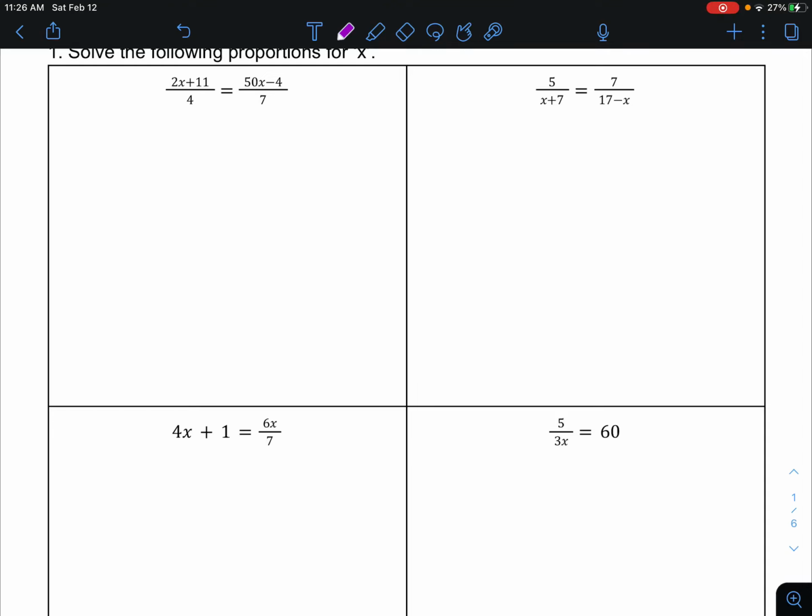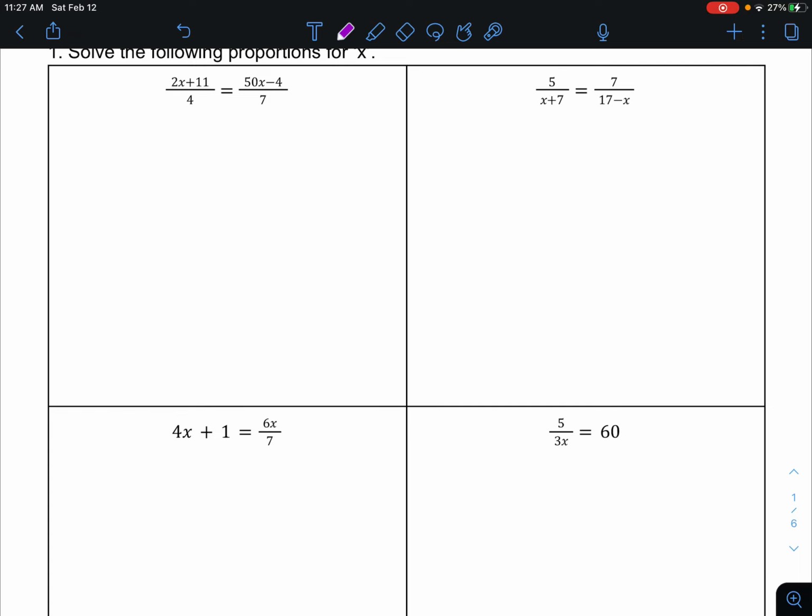All right, in this video we are going to be working through the first part of the Similarity test review packet. So our first set of problems have to do with solving proportions algebraically. In our first example, we have (2x + 11)/4 is equal to (50x - 4)/7.